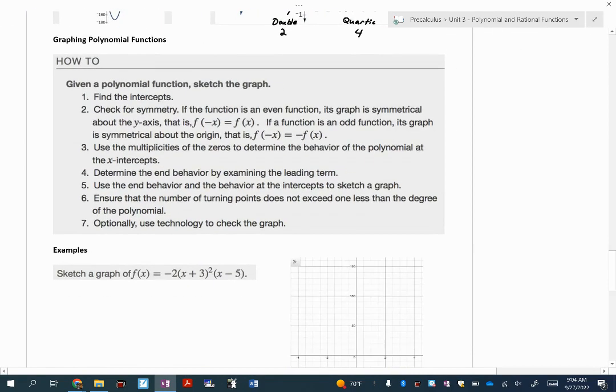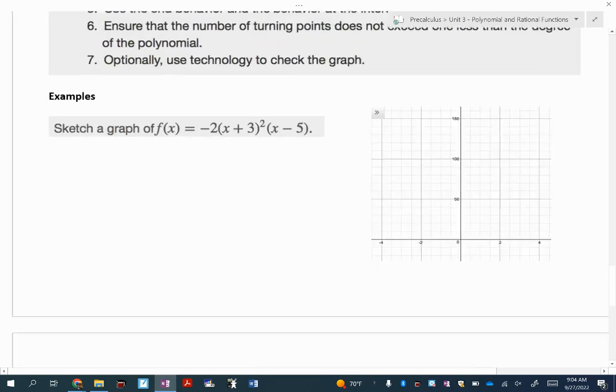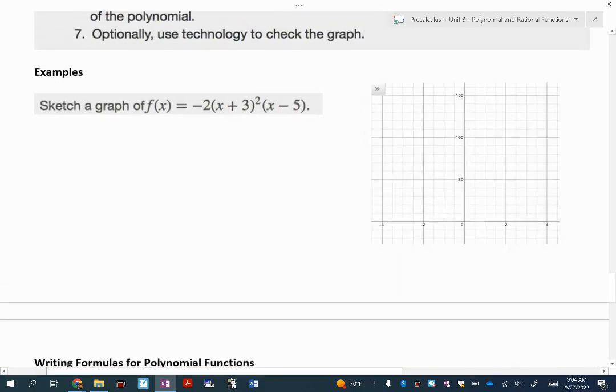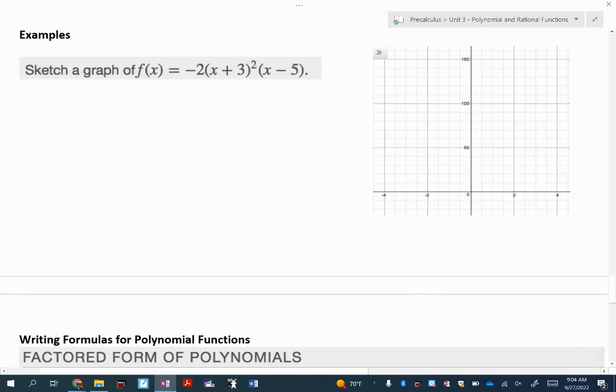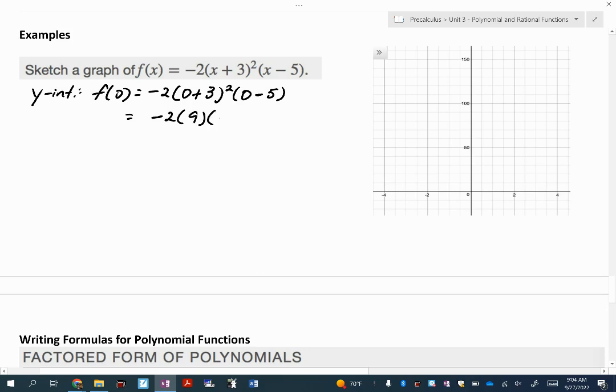Okay, now let's use all of that to help us sketch one of these graphs. And something that you would have done before, obviously we'll be using technology here in a moment, but we can do a lot of this without actually needing technology. So let's first find the y-intercept. I'm going to plug in 0 and get 0 plus 3 squared times 0 minus 5. So that's going to give me negative 2 times 9 times negative 5, which is going to be positive 90. So my y-intercept is 0, 90.